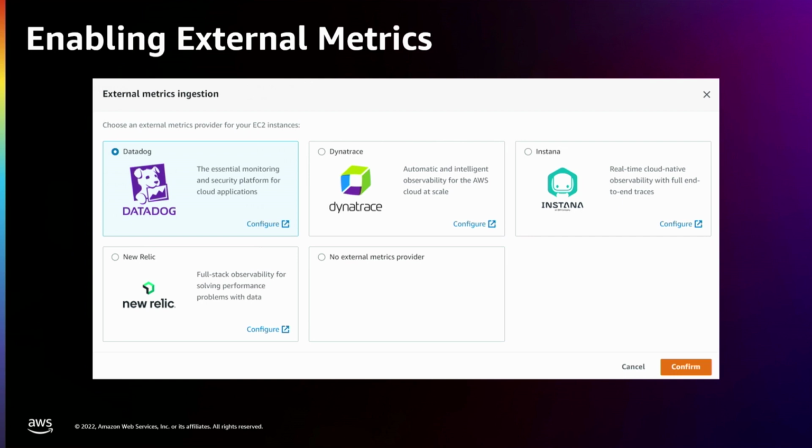This is one of the areas we're most excited about. We spent a lot of time working with our partners to build this in a very simple way where you just go into Compute Optimizer Preferences, you go to External Metrics Ingestion, and you just click the icon of the product you have and hit OK or Confirm. And that's it.